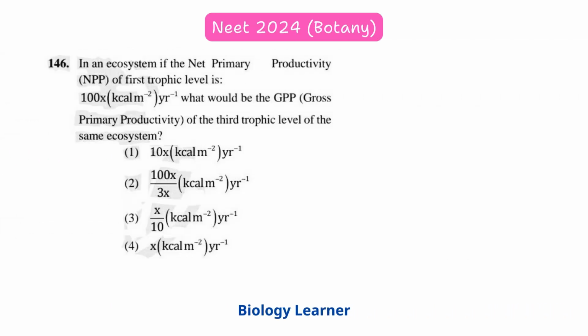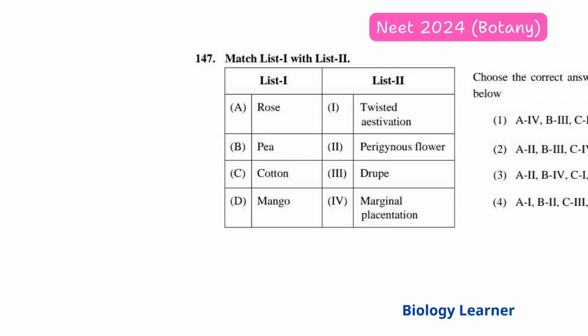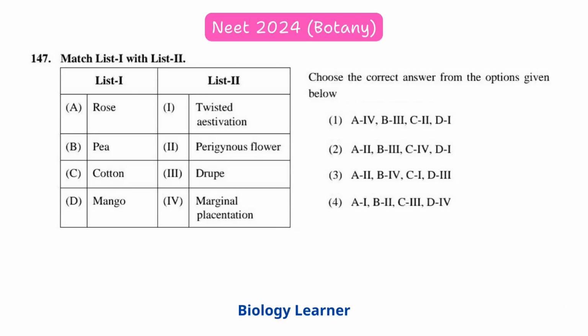In an ecosystem, if the net primary productivity, NPP, of first trophic level is 100x kilocalorie per meter square per year, what would be the GPP, gross primary productivity, of the third trophic level of the same ecosystem? 10x kilocalorie per meter square per year. Match list 1 with list 2. The correct answer is option 3.